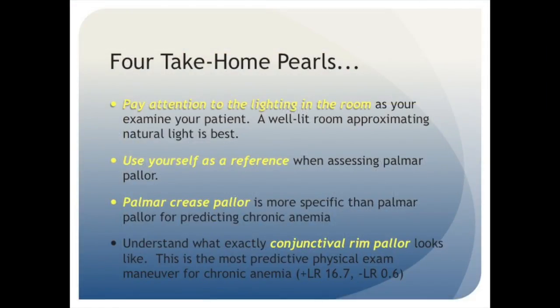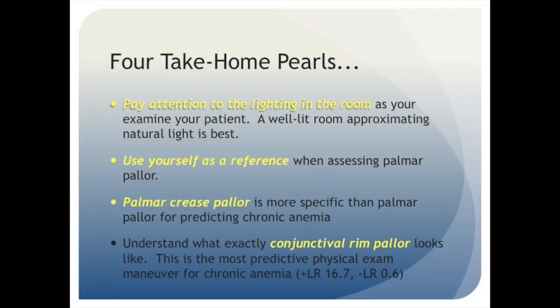In conclusion, let's review 4 take-home pearls from this video. First, pay attention to the lighting in the room. A well-lit room approximating natural light will give you the best chance to appreciate any subtle findings of pallor on your patient. Second, use yourself as a reference when assessing palmar pallor or palmar crease pallor. Third, if you think you see palmar pallor on one of your patients, look more closely and look at the palmar creases, as palmar crease pallor further increases the chances that your patient has a chronic anemia.